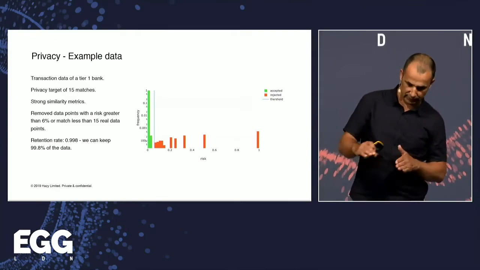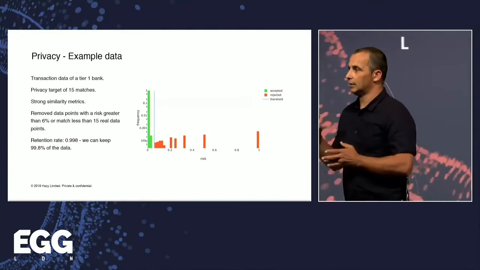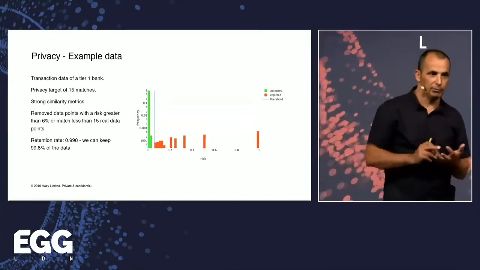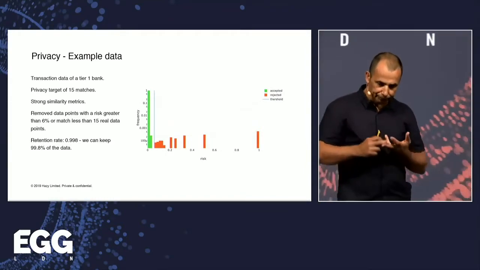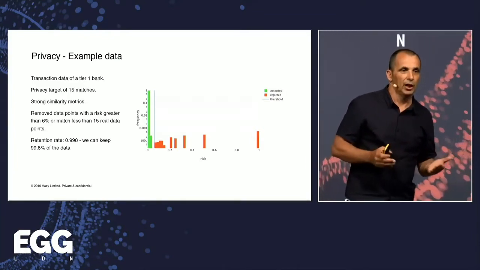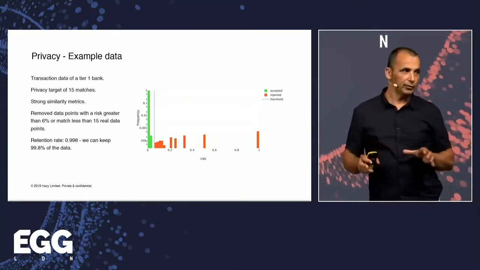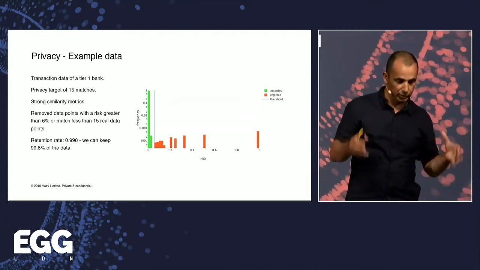But the message here is that there's always a trade-off between utility, privacy, and similarity. You cannot have both good utility and good privacy. There's a trade-off between them. And where is the right trade-off? It depends on the use case. So these methods always have to be attached to a use case.